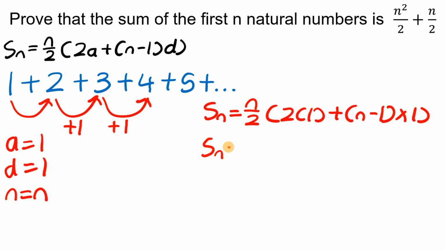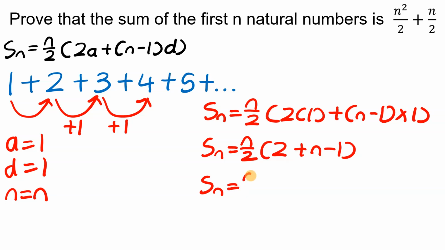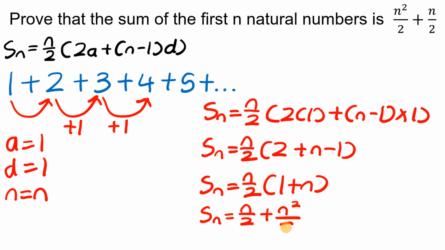So therefore Sn is equal to n over 2. 2 times 1 is 2, and then (n minus 1) times 1 is just going to be n minus 1. So therefore Sn is equal to n over 2, and then 2 minus 1 is 1, so this is 1 plus n. So therefore Sn is equal to n over 2 times (1 plus n), which is n over 2 plus n squared over 2. And this is the formula that you need.